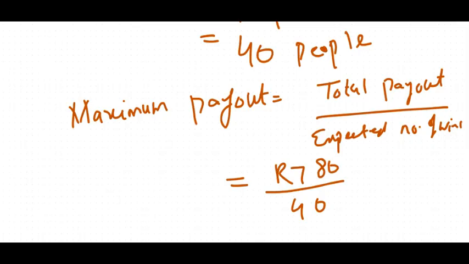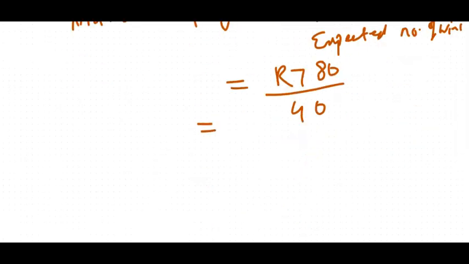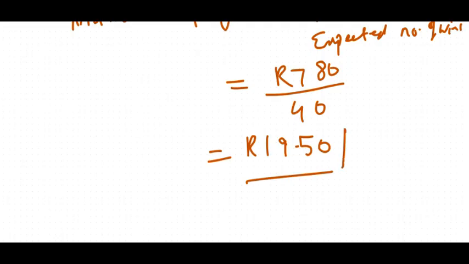So the maximum payout is R19.50. All right, so the maximum amount the owner must pay out to each winner is R19.50. So this is the answer to this question.